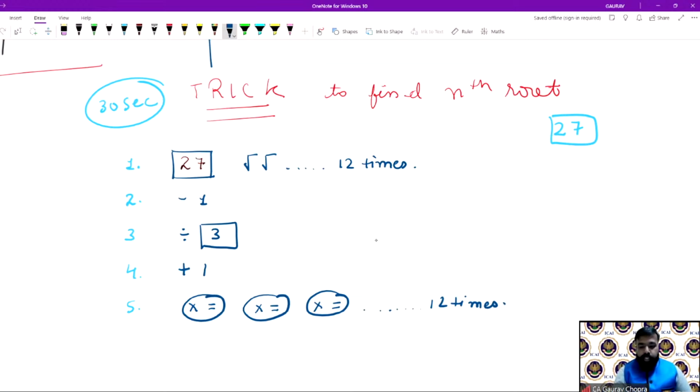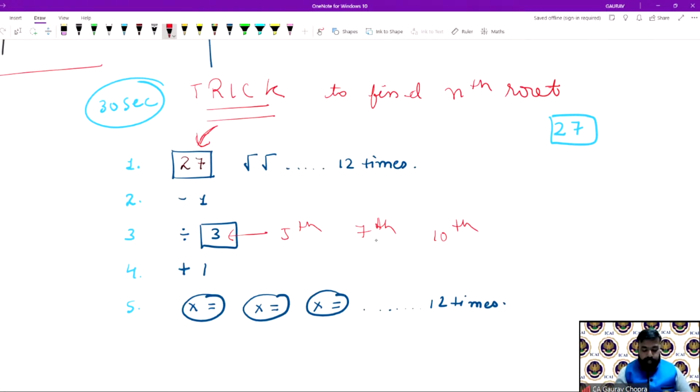Whenever you have any other number, just replace the number here. You can put the number here. And let's say if you have to find the fifth root, then write 5 in place of 3. Fifth root, write 5. Seventh root, write 7. 10th root, divide by 10. Whatever root you have to calculate, divide with that number. So you will get your answer.